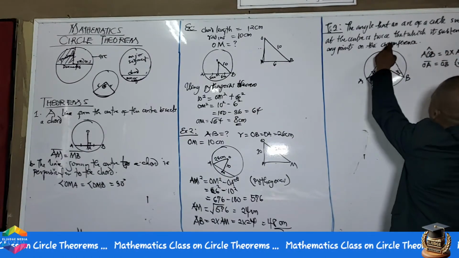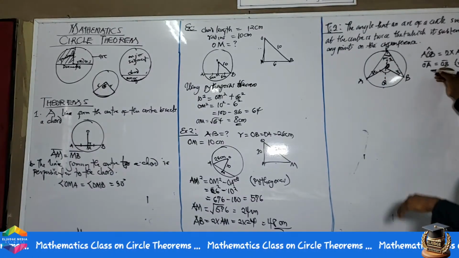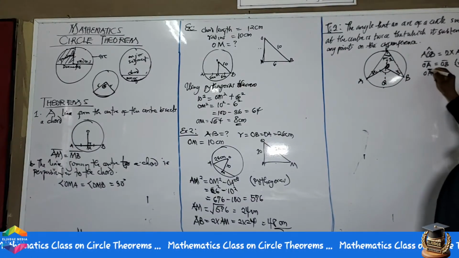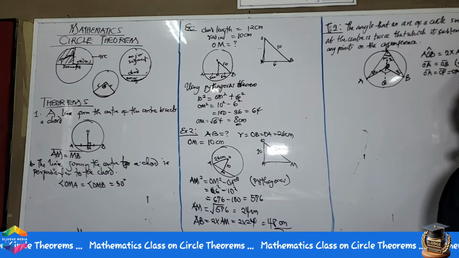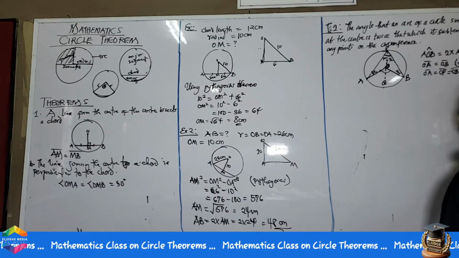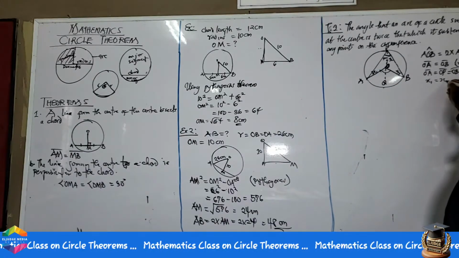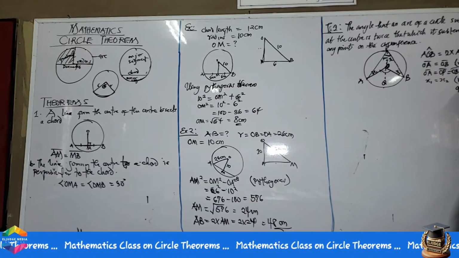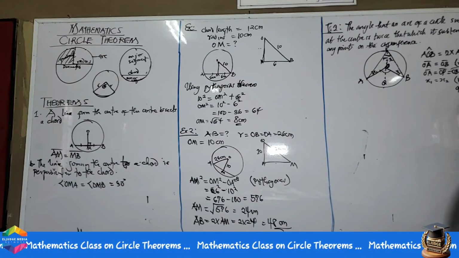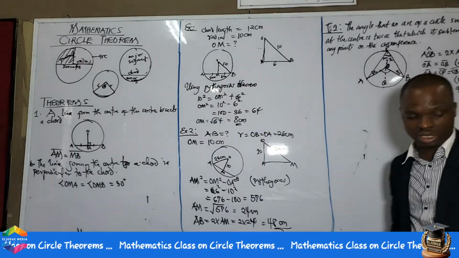So OA equals OP equals OB. Let's just note that these are radii. It then means that x1 equals x2. These are base angles of an isosceles triangle. Base angles of isosceles triangle.